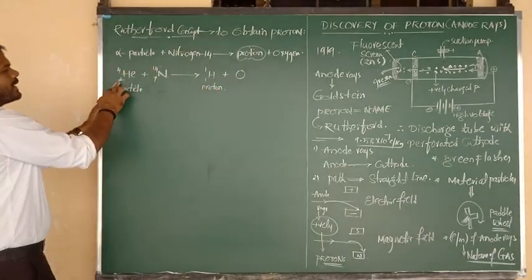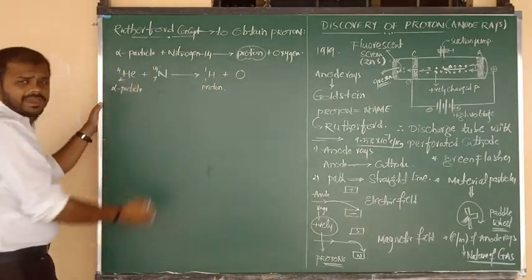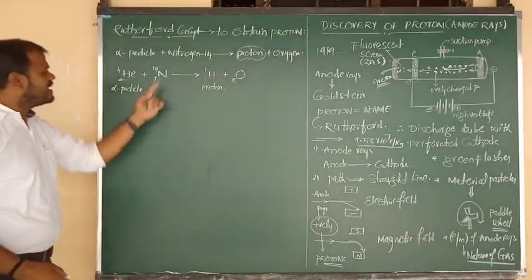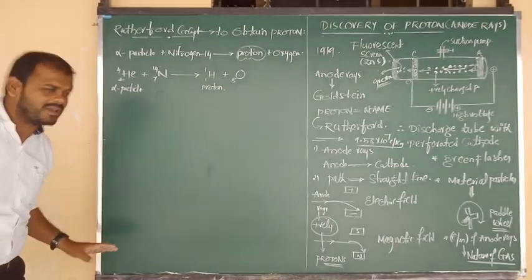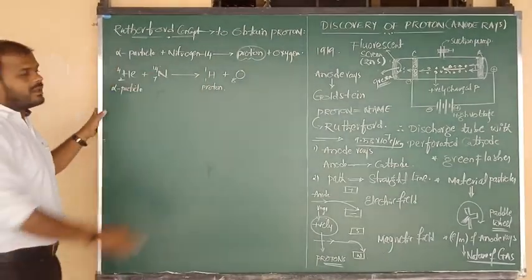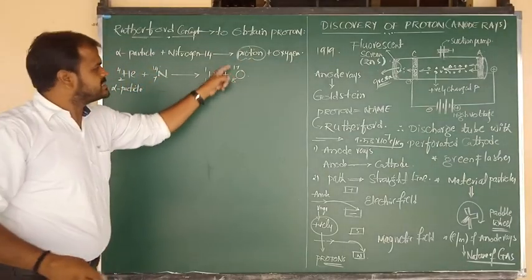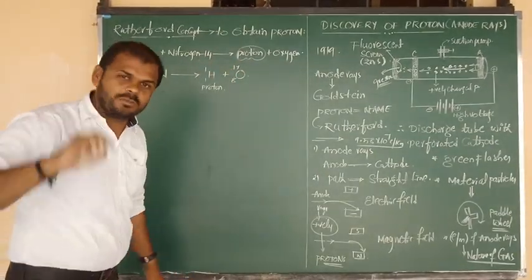Oxygen. Here atomic number 2, atomic number 7. Total is 9. Here is 1. Remaining we can write 8. 8 plus 1, 9. 7 plus 2, 9. Reactant and product are equal. 14 plus 4, 18. Here is 1. Remaining is nothing but 17. O 8, 16. O 8, 17 is also possible.